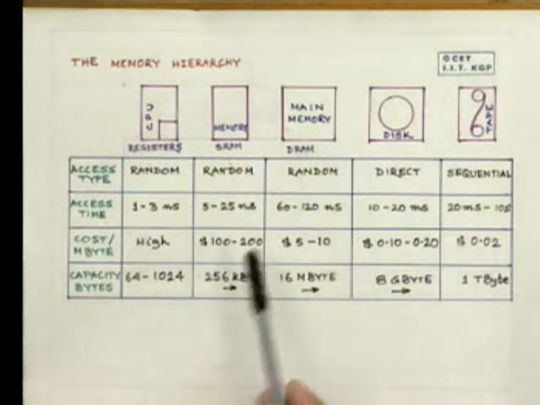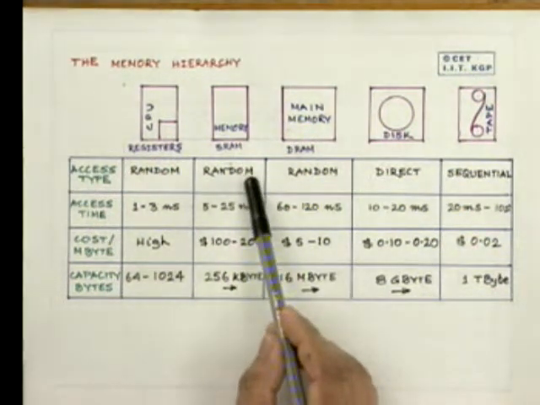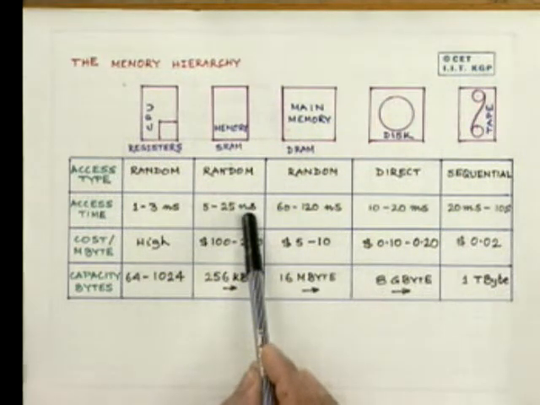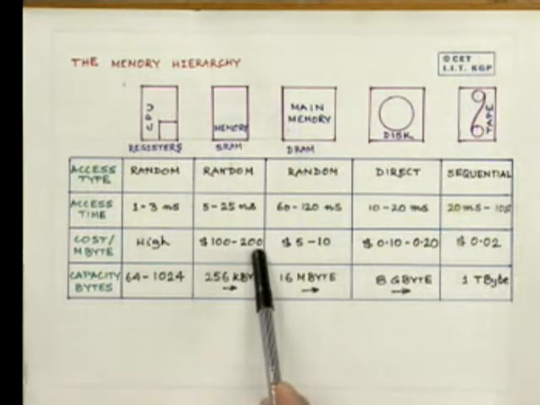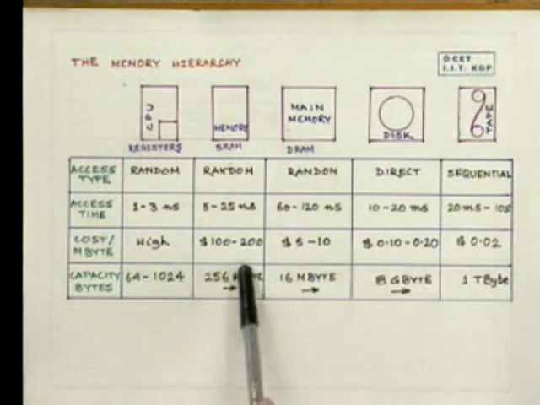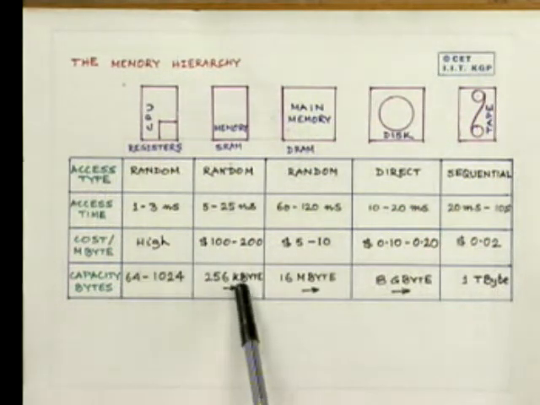Now, in the case of an SRAM, the access type is once more random. Access time is 5 to 25 nanoseconds. The cost is somewhat high, $100 to $200, and the capacity generally is 256 kilobytes onwards, in special applications where we put it.